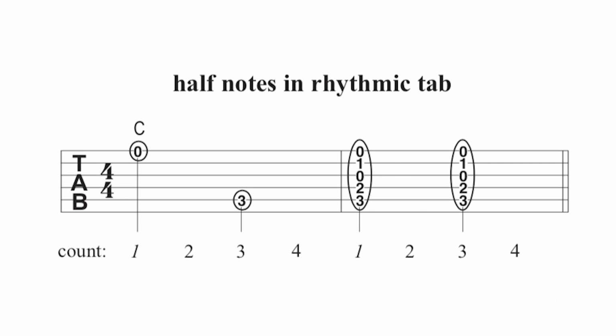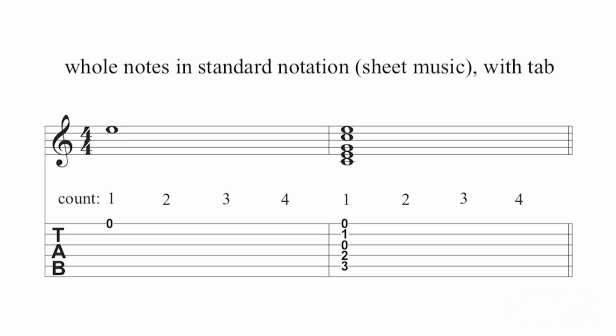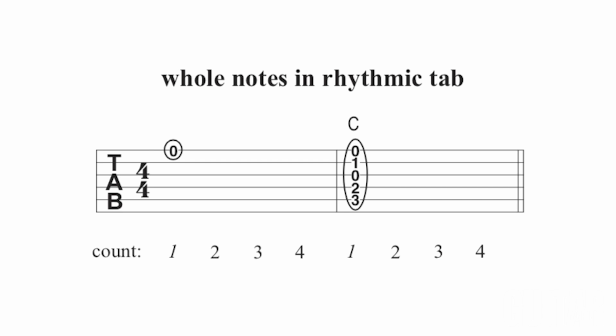In rhythmic tab, a circled tab number is used with a stem. For a chord, a vertical stack of tab numbers is enclosed in an oval. A whole note looks like a half note but has no stem. In standard notation, it's just a hollow note head. And in rhythmic tab, it's a number or stack of numbers with a ring around it.